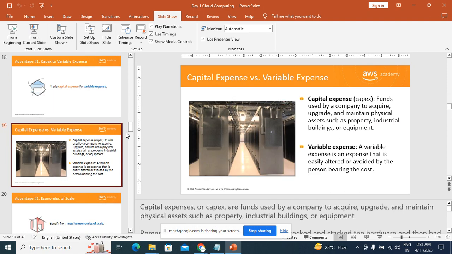So getting into the detail, capital expense is funds used by a company to acquire, upgrade, and maintain physical assets such as property, industrial buildings, or equipment. So this is a capital expense. Just now I think I explained in detail what the capital is and what you need to buy with respect to your server side. So here you can see the capital part. Here they are explaining physical assets such as property, industrial buildings, or equipment.